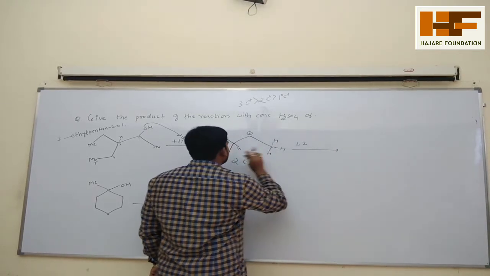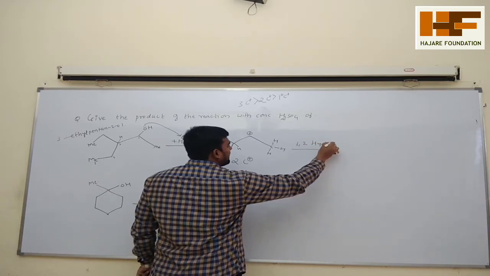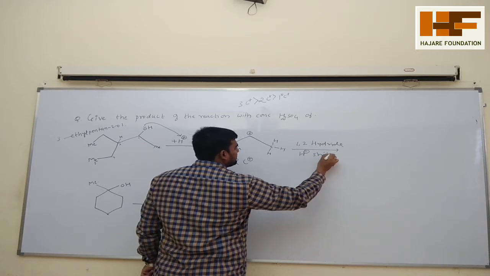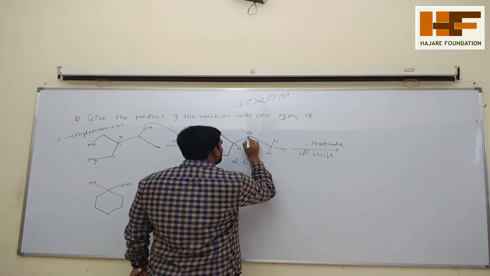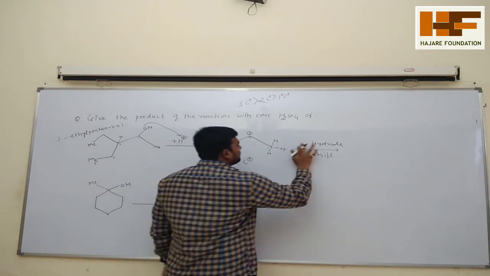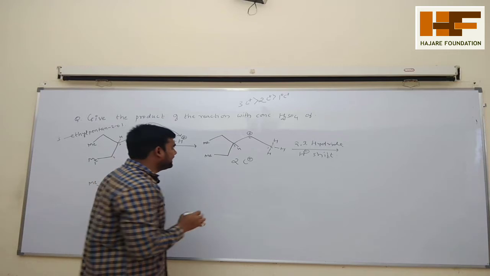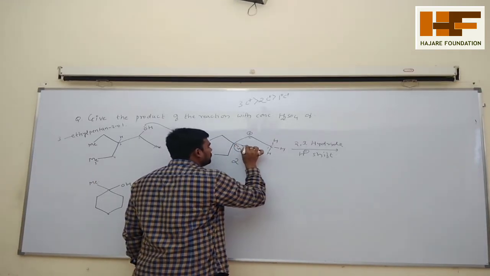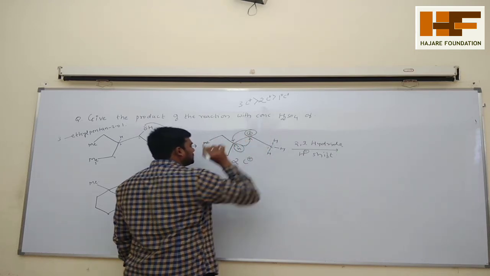So see what happened for that process. A 1,2 hydride shift, hydride is nothing but H minus, takes place. Here, 2 comma 3, a hydride shift takes place. Hydride shift in the sense, this complete bond along with hydrogen will shift to this carbon atom and this positive charge will shift to this carbon atom. So you will get the structure.